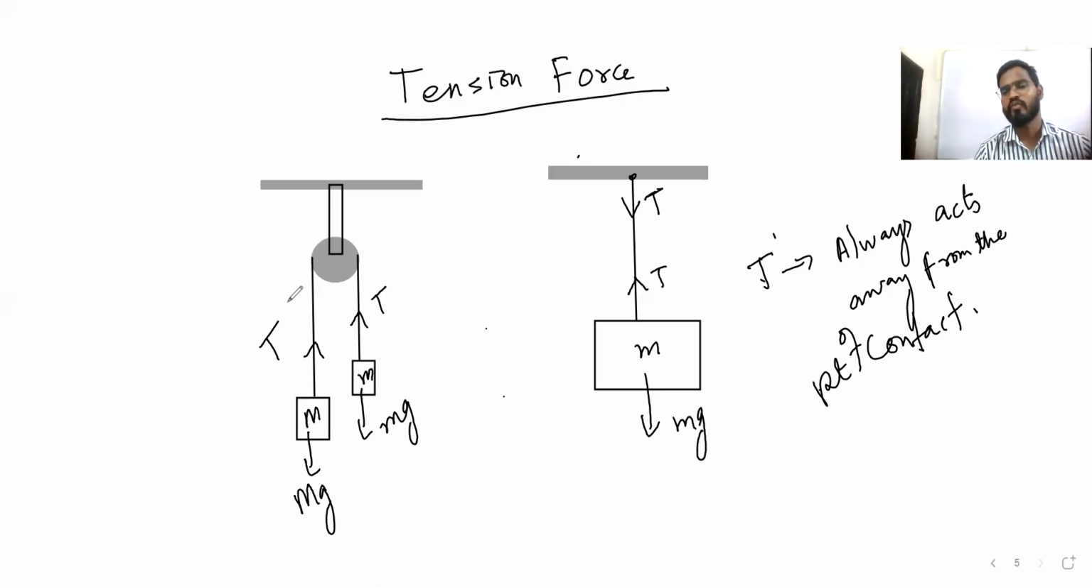So what is tension? Whenever there is a contact with the string and all, so there will be a tension force. Tension force always acts away from the point of contact. Fine. So now we understood what is normal force, what is tension force.